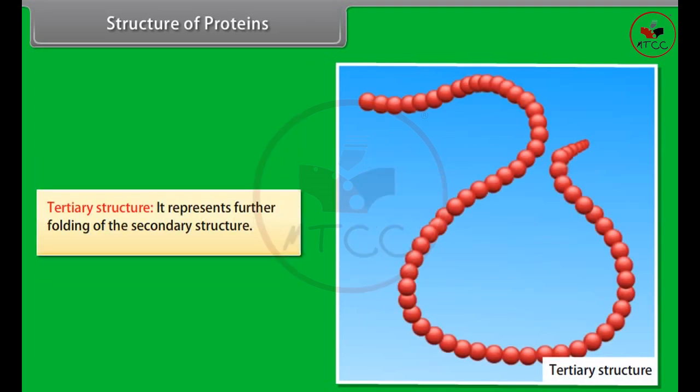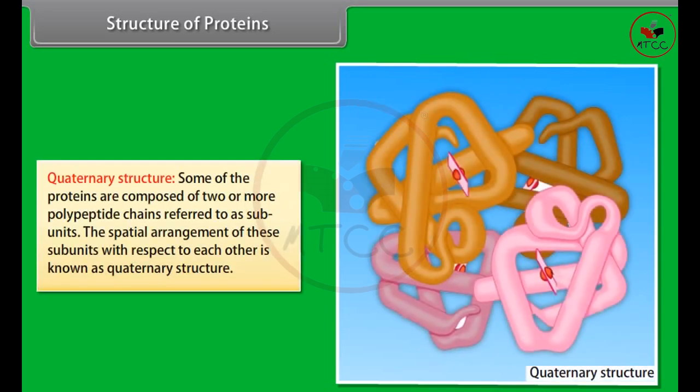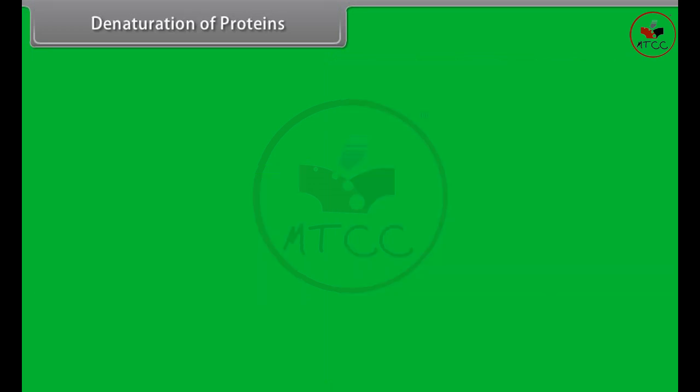Tertiary structure. It represents further folding of the secondary structure. Quaternary structure. Some of the proteins are composed of 2 or more polypeptide chains, referred to as subunits. The spatial arrangement of these subunits with respect to each other is known as quaternary structure. Denaturation of proteins.